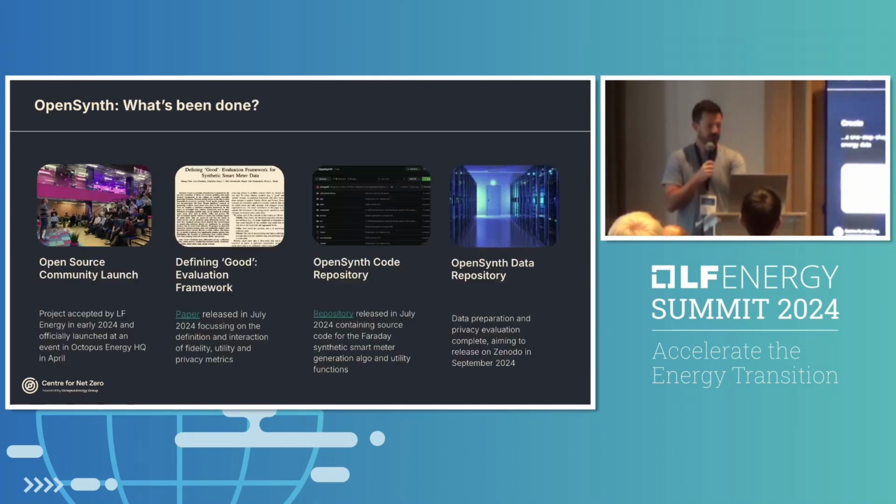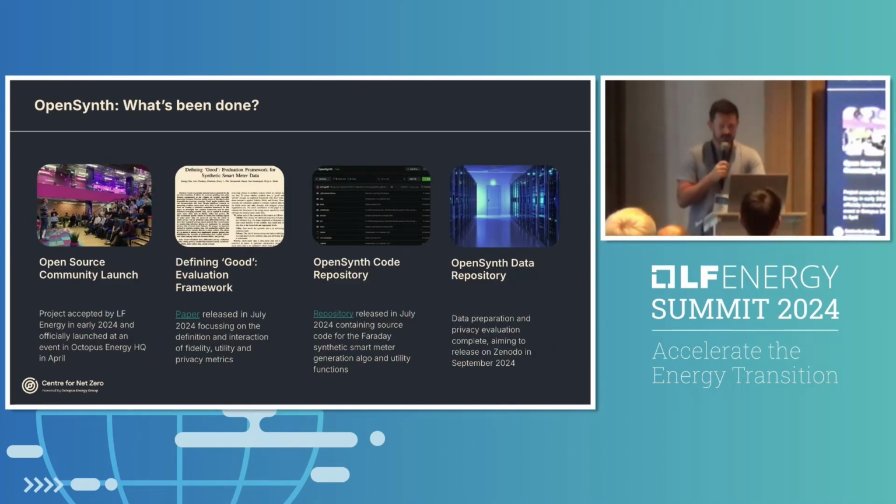And what have we done so far? So this year, early 2024, we launched the community. It was kind of a soft launch because we didn't actually have any code or data publicly available at the time. But we had a really great event at Octopus Energy HQ, where we talked about what we wanted to do and our plans, and had a really good turnout.